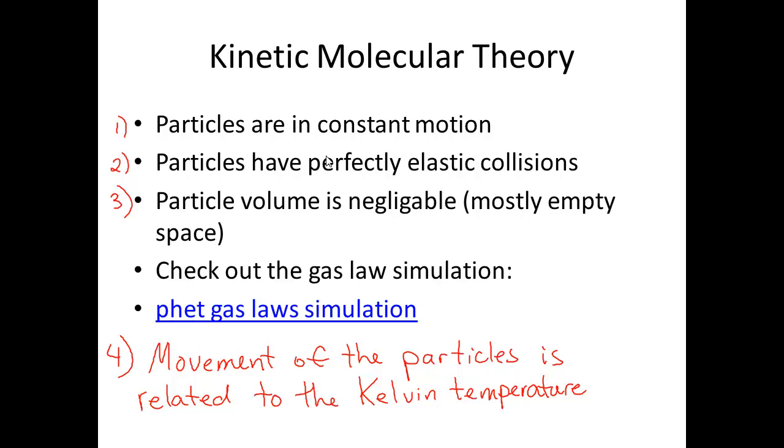So if you have zero Kelvin, that's absolute zero, which I believe was on a Jeopardy question I saw the other day. Good trivia question. Absolute zero is when we have zero particle movement. It's zero Kelvin. And as you increase the Kelvin temperature, particles move faster and faster and faster.